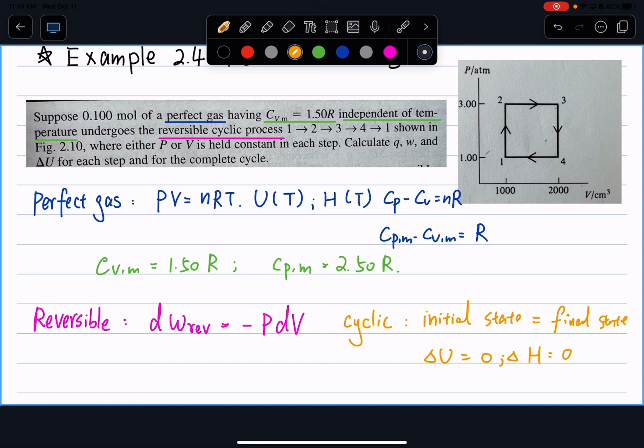These are the things we can get by just reading the problem and putting down the equations that might be relevant for solving it. It might also be useful to write down what is needed: calculate Q, W, and delta U for each step and for the complete cycle. So it's asking you to calculate heat, work, and change of internal energy for each of the steps.